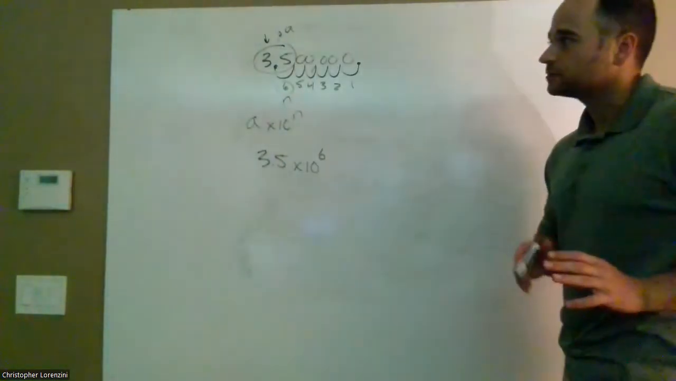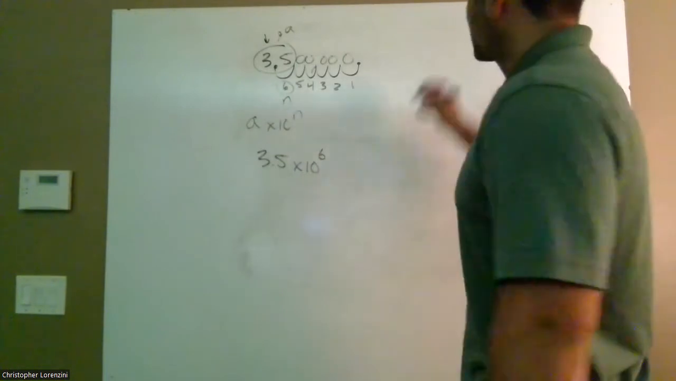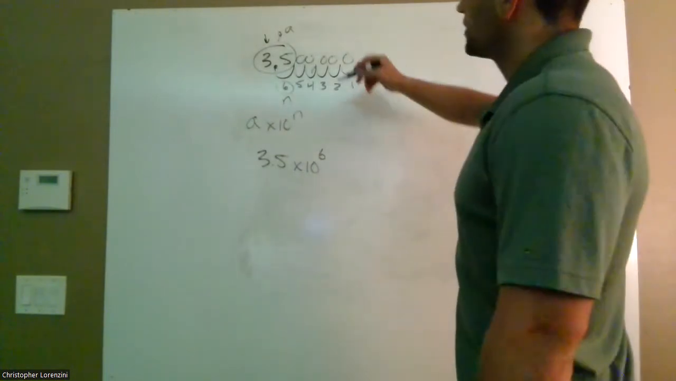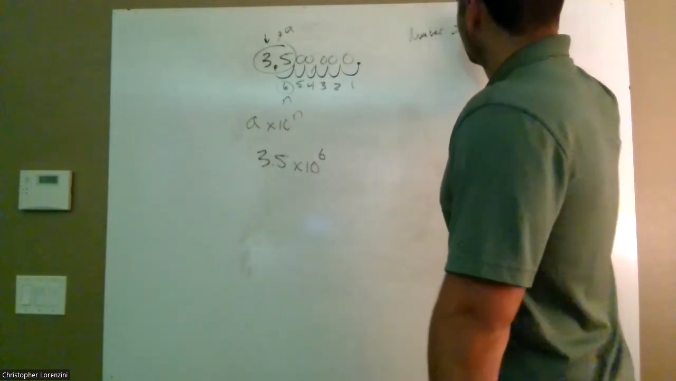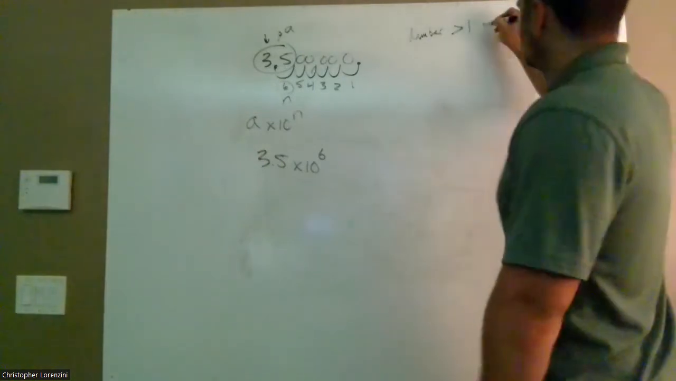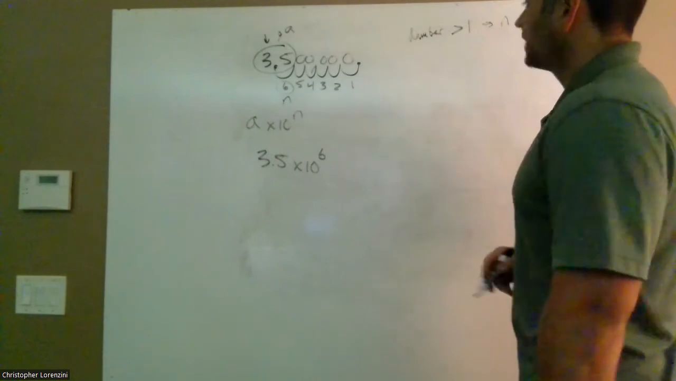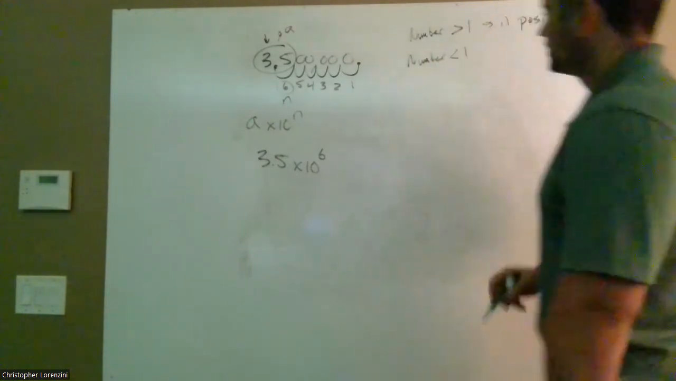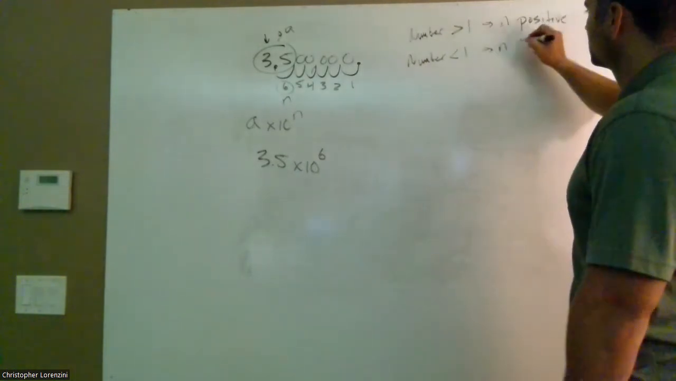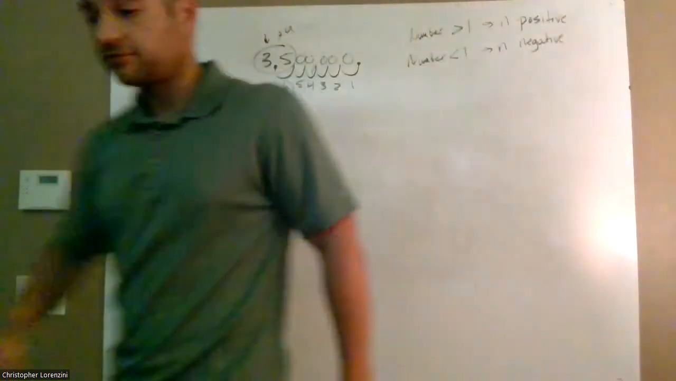So that's how we go about taking the number and writing it in scientific notation. Now, there's one little catch to this, and it's the N value. The N value can be positive or it can be negative. So if my original number is larger than 1, my N value will be positive. If my number is less than 1, N is going to be negative.